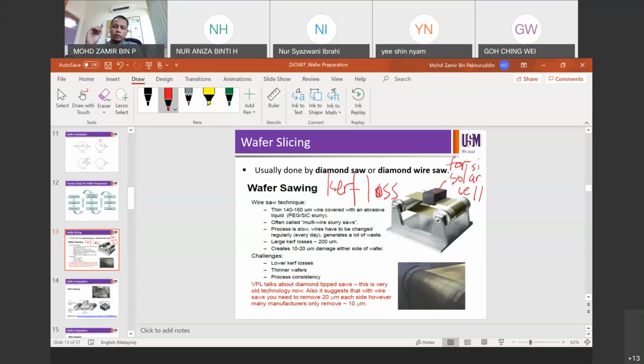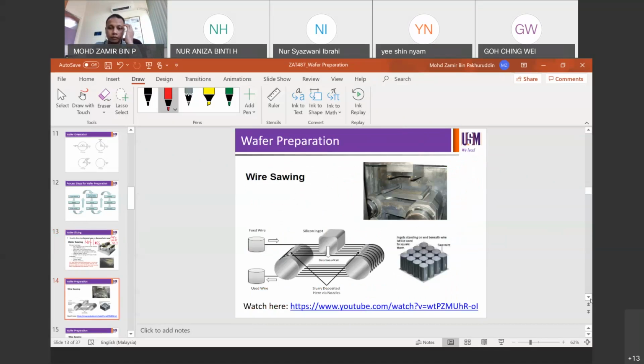So that's why when we do the cutting, you want to use a very thin wire so that you can do the cutting process efficiently and generate less dust, therefore less kerf loss. If you look at this note, it creates 10 to 20 micron damage on either side of the wafer, and then you're going to have kerf loss of hundreds of microns as well, in between usable wafers. So you want to minimize that.